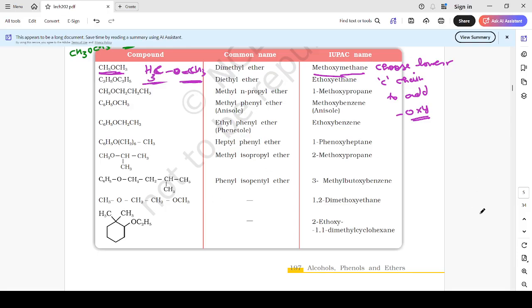Yes, ma'am. So for the next one, again same logic here. Both are C2H5. So I call it ethoxy ethane.